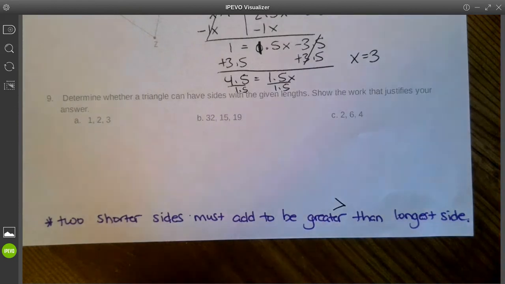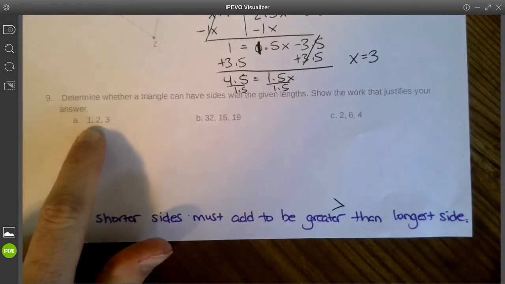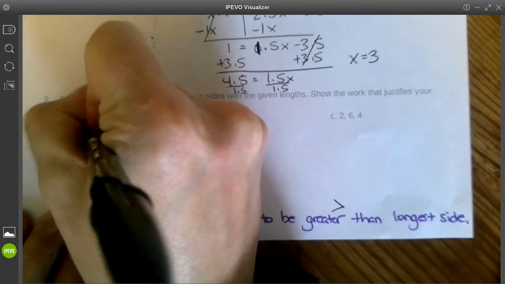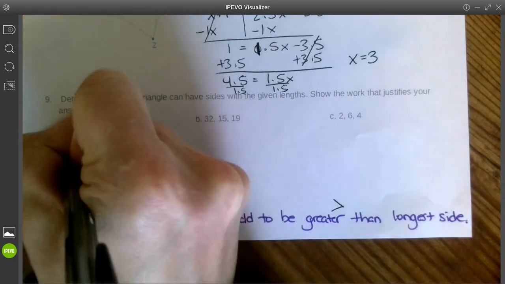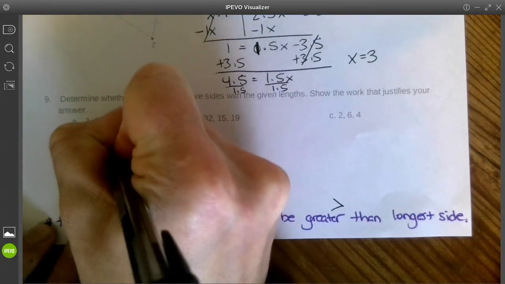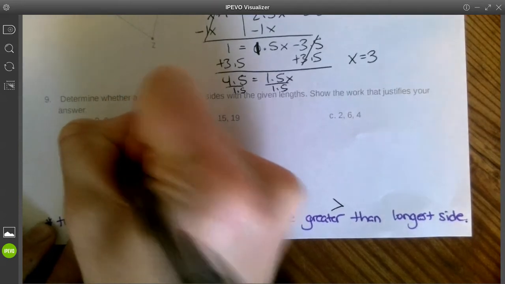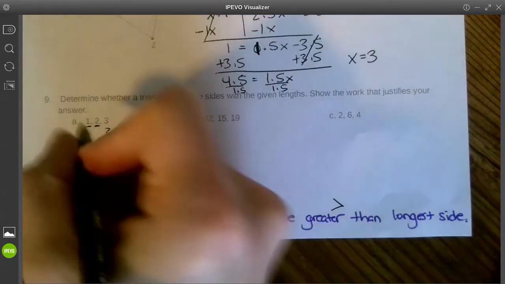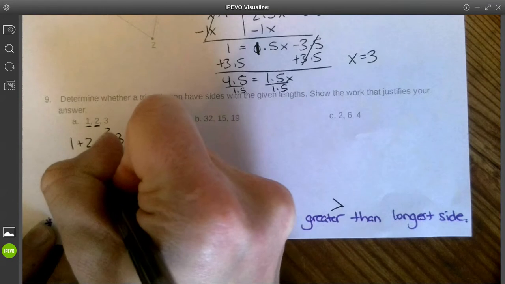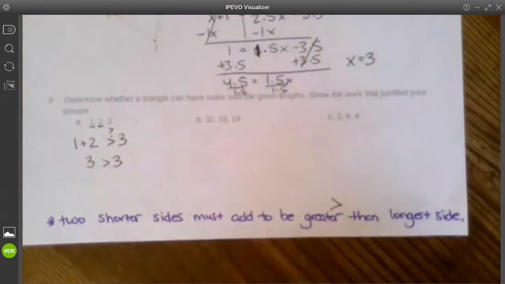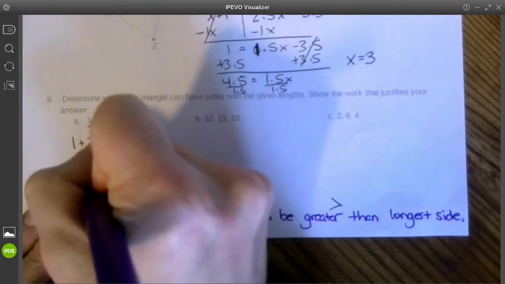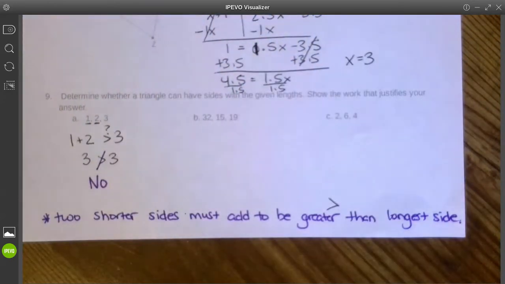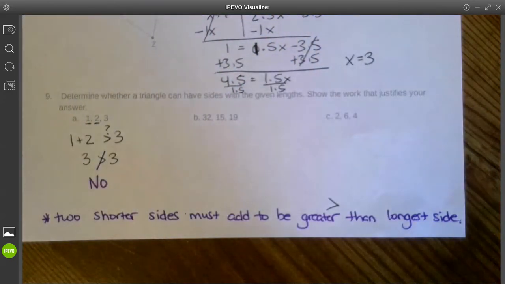So in part A, if our sides are 1, 2, and 3, 1 and 2 are my shorter sides, so I need to check: when I add the 2 shorter sides together, is it greater than 3? Well, 1 plus 2 is 3, and is 3 greater than 3? No, they are equal. So in part A, those 3 lengths could not form a triangle.